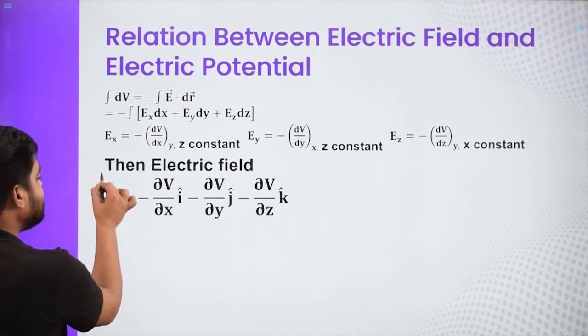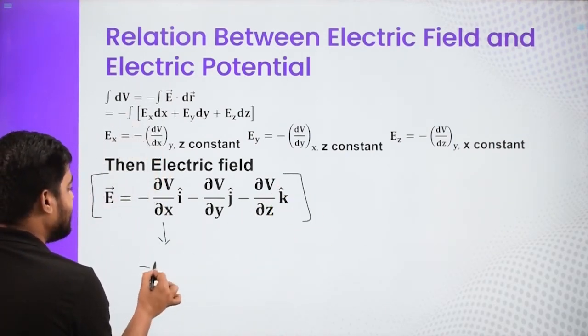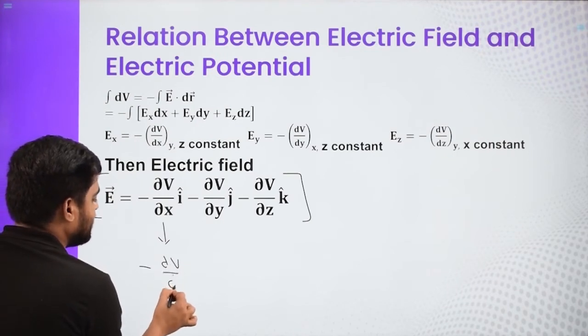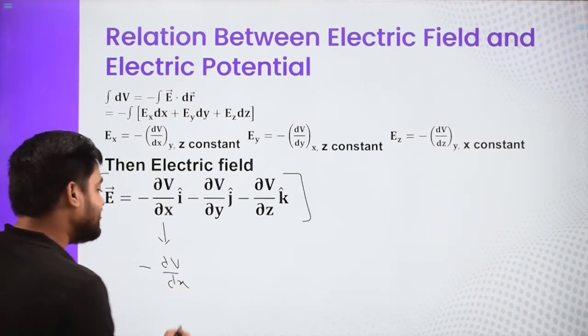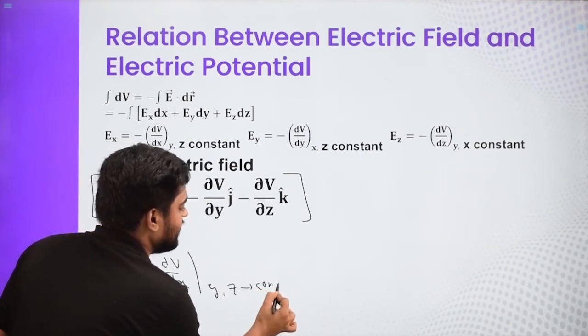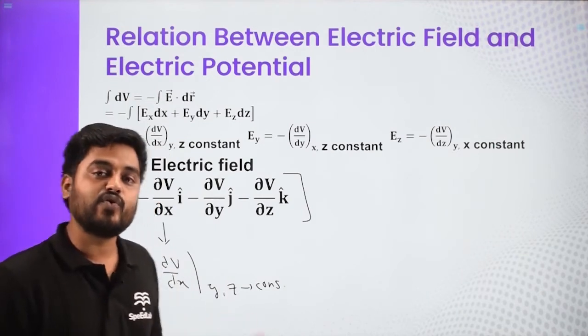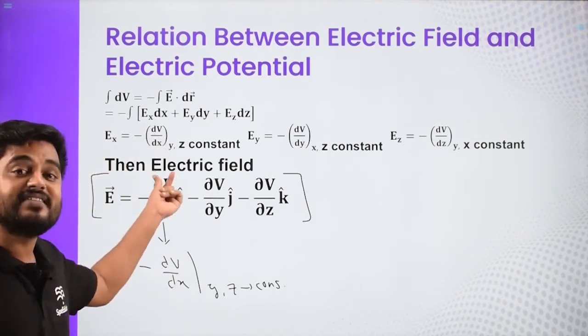So this is the formula for electric field. This is nothing but the negative of dV by dx, assuming that y and z are constants. This is called partial differentiation. There was also a formula for force. Force is nothing but minus del U by del x.